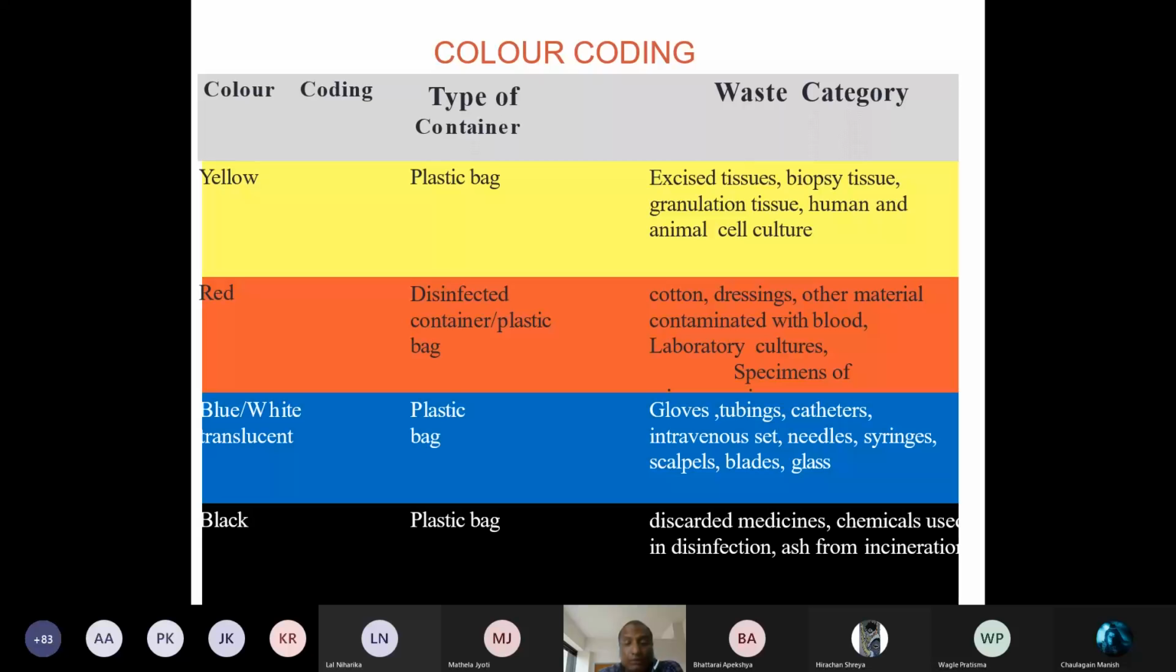After storage, some chemicals are also added to the waste, so that mostly all the microorganisms will die out. So this is the color scheme.